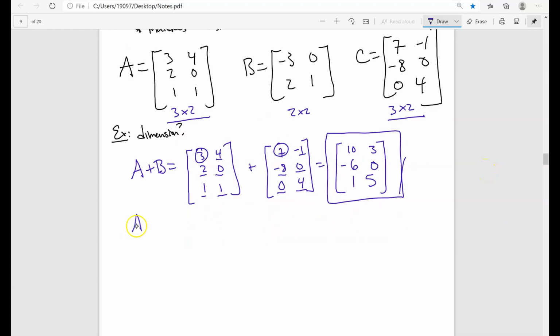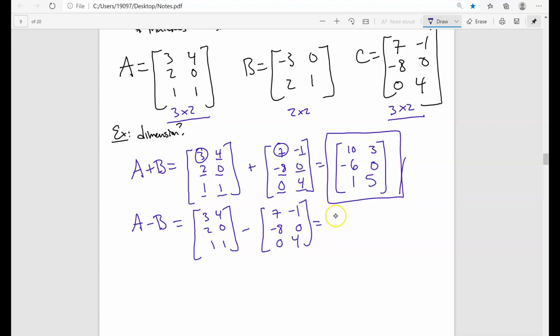What about if I did A minus B? Okay, well, in that case, you're going to have exactly the same thing, but now you're just going to subtract everything from it. So 7, -1, -8, 0, 0, 4. So 3 minus 7 is going to give me a -4. 4 minus -1 is going to give me a 5. 2 minus -8 is going to give me a 10, then a 0. Then 1 minus 0 is going to give me 1. 1 minus 4 is going to give me -3. So hopefully I did that right.